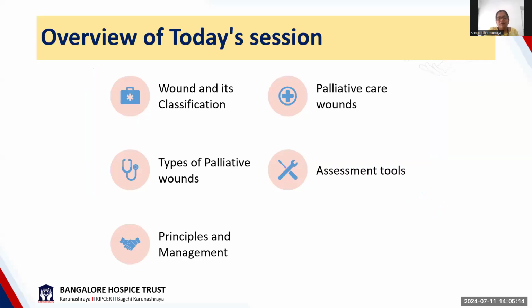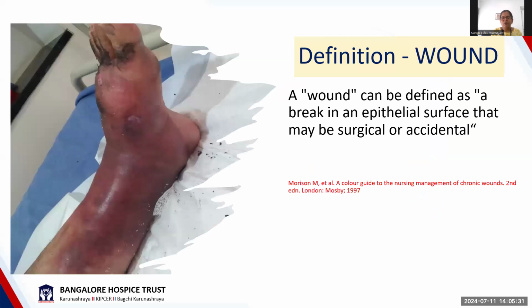This is the overview of this session. Since it's part one, we'll first start with what a wound is, what a palliative care wound is, what the types are, how we assess, and the management. When it comes to management, my focus is only on pressure ulcers. So, as you all studied in your basic nursing, any cut or break in the skin is called a wound.